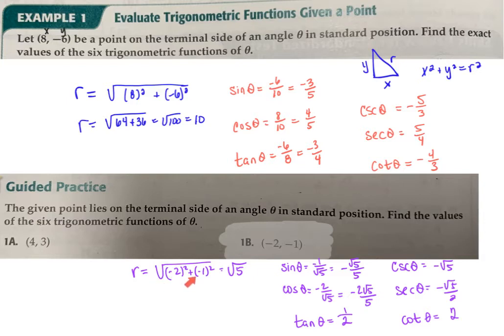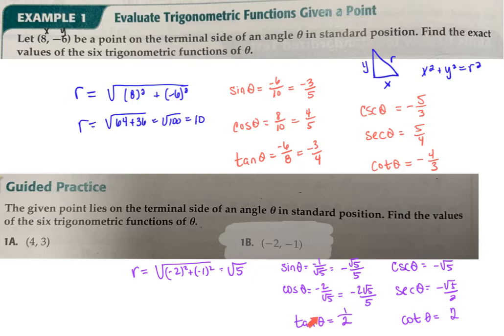So when you did this, you should have gotten an r of square root of 5. So your sine is negative 1 over square root of 5. You need to rationalize that: square root of 5 times square root of 5. You get negative square root of 5 over 5. Cosine would be negative 2 over square root of 5. Same thing, multiply top and bottom by square root of 5: negative 2 square root of 5 over 5.